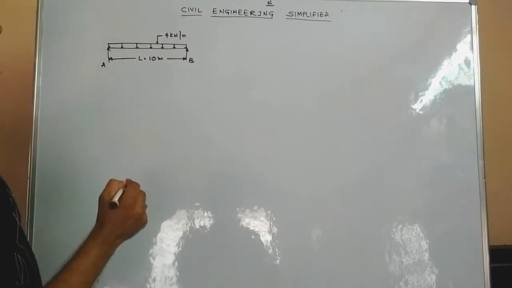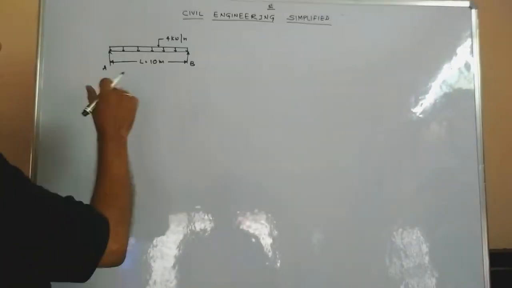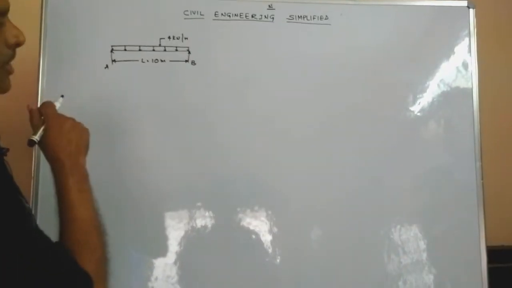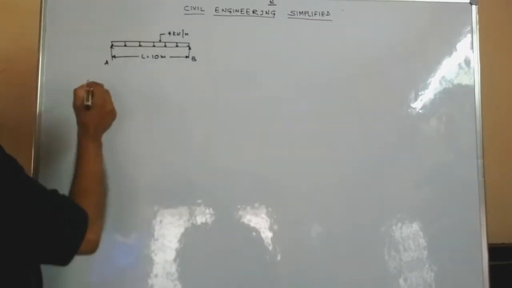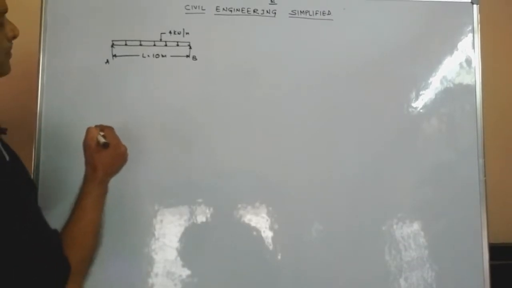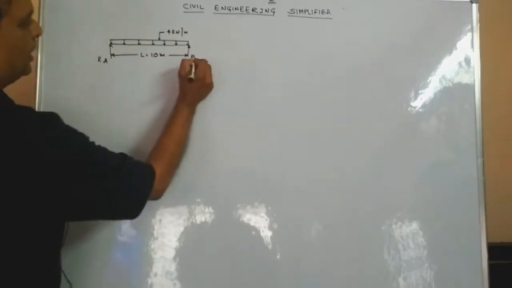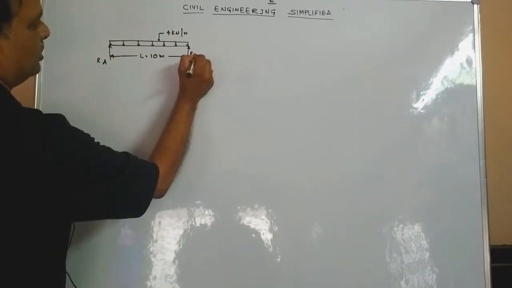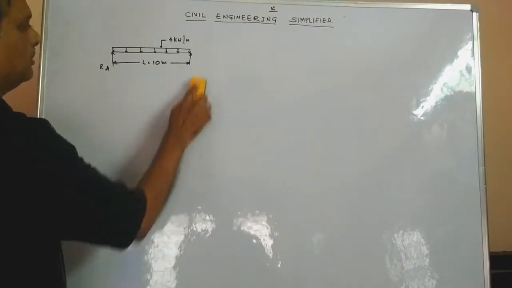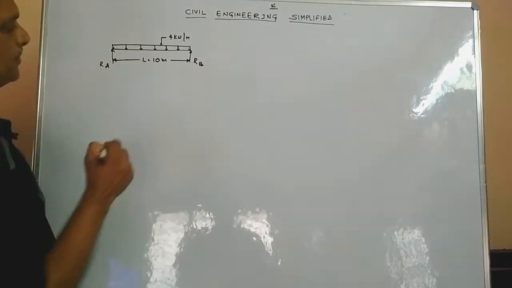See, whenever there is an action on the beam, there should be an equal and opposite reaction. Then only the equilibrium status will prevail. So now, while calculating the reactions at A and B, the first step would be, I will call the reaction at A as RA and the reaction at B as RB. Let me be more clear. So let us indicate this as RB.